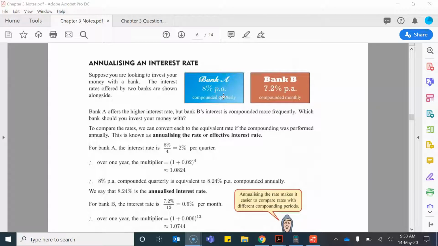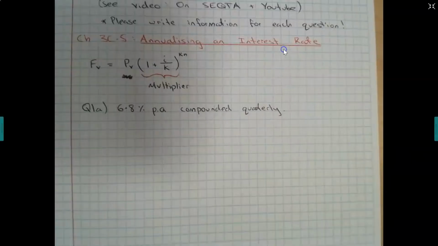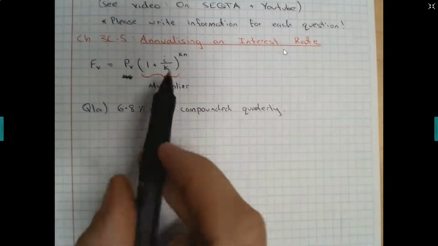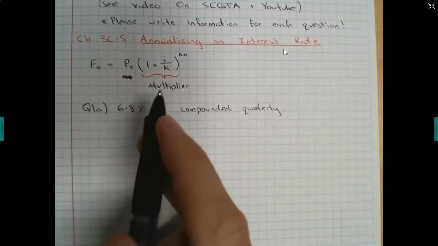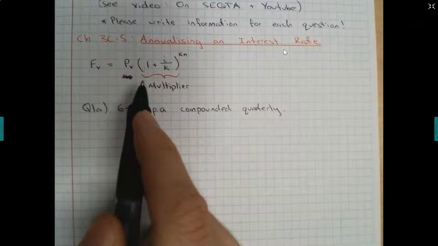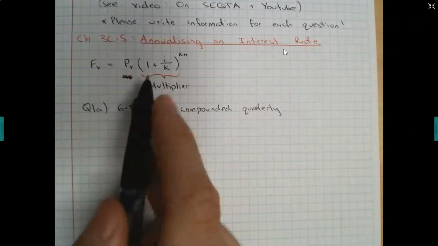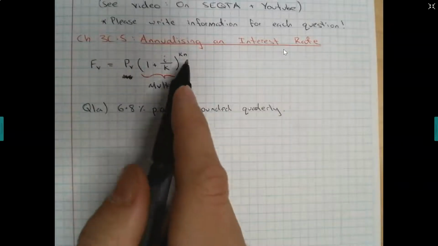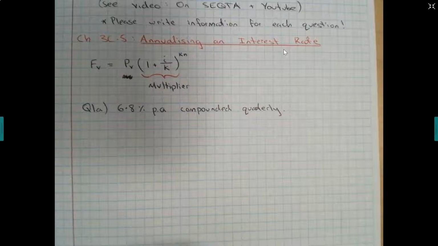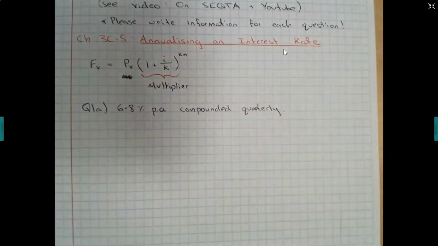However, what we can do is use a technique called annualizing an interest rate to make a fair comparison between the two. So I'll just go through a quick example of how we can annualize a rate, and then I'll go back to that example. So you'll remember from our compounding interest formula from our last video, it looked like this. Now, we call this part of the formula the multiplier. That part of the formula is going to be useful for annualizing an interest rate.